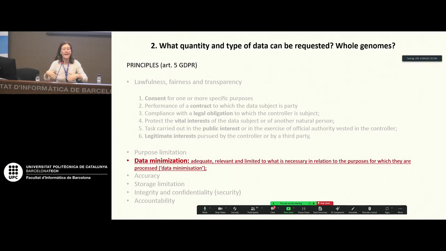The second question was, can I ask for any data I want? Can I ask for the whole genome? Because I think it would be useful. And the answer to this question, I don't have a concrete answer. You have to answer this question according to the principle of minimization. In Article 5 of the GDPR, we have the list of principles, which is the most important article in all the regulation. It's not very concrete, because we are talking about principles, but here we have the answer to a lot of questions.